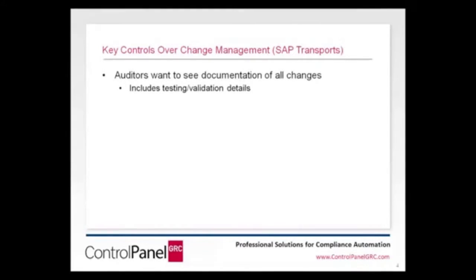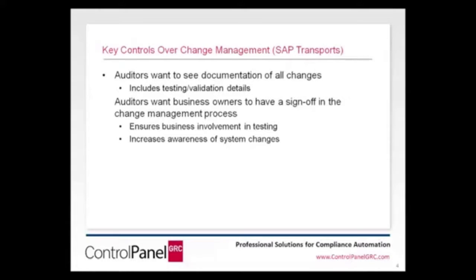What we wanted to talk about now is what the auditors want to see. So what are our key controls over SAP transports? First of all, the auditors want to see documentation of all changes. They want to see the testing and validation details, making sure that appropriate folks in the business have actually seen what the change is and have signed off in that change management process. This helps ensure business involvement in testing, and it increases awareness of system changes.